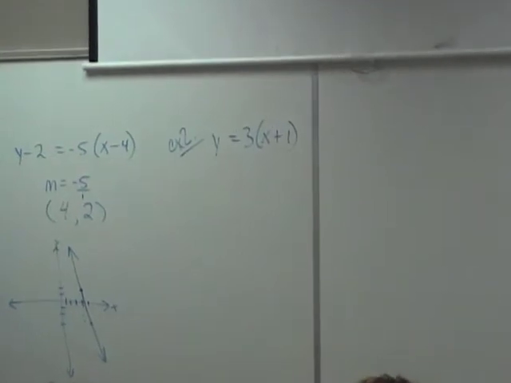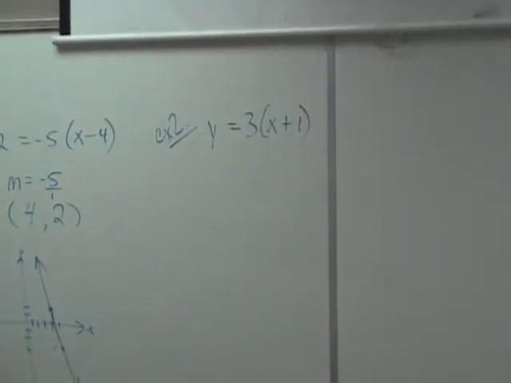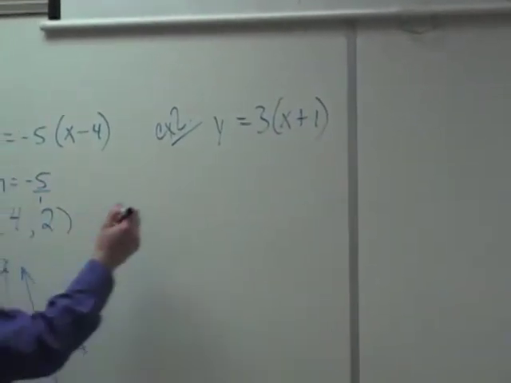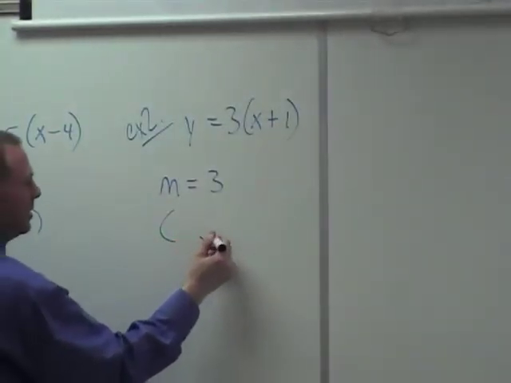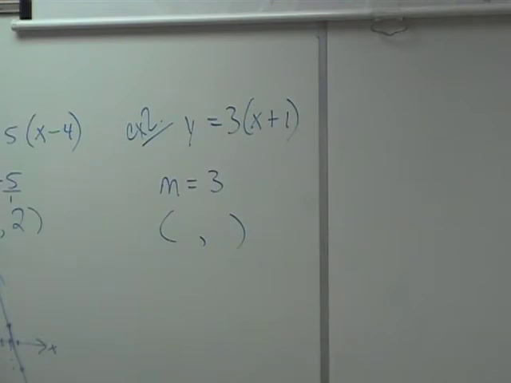So what is the slope? Yeah, your slope is 3. And what is the coordinate that they gave? Would it be 1 and 0? Very close. 1, -1. 1 and 1.